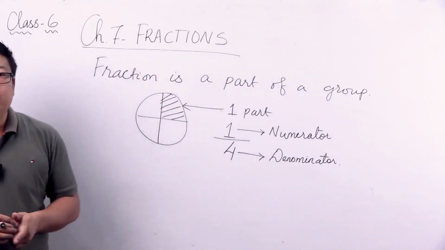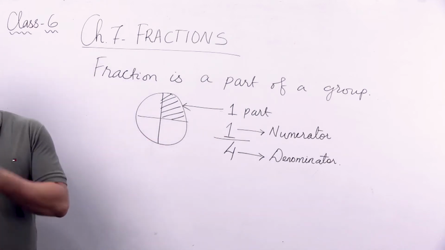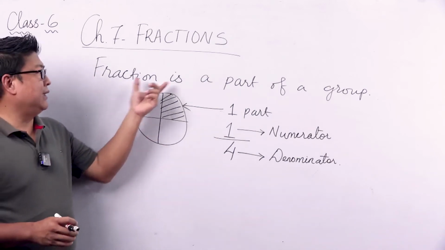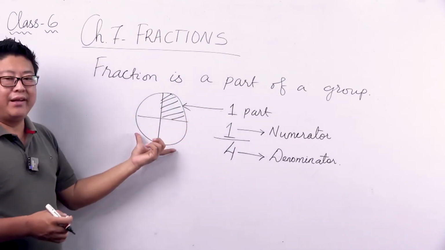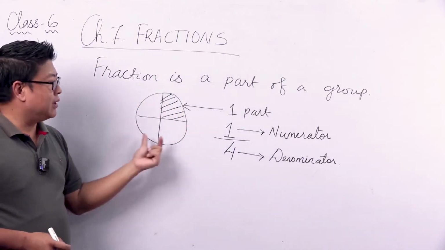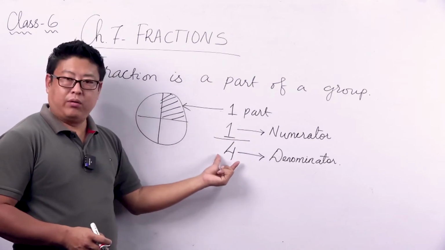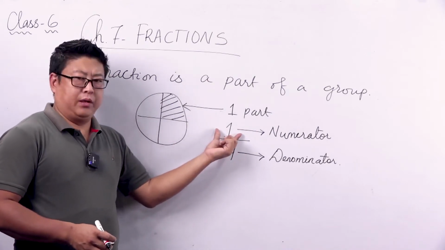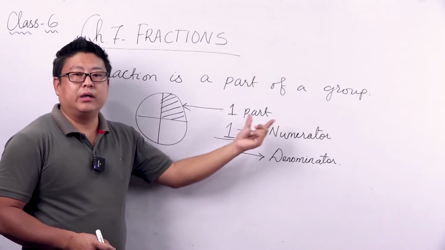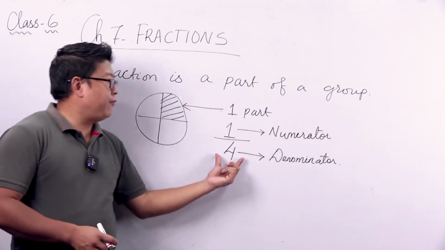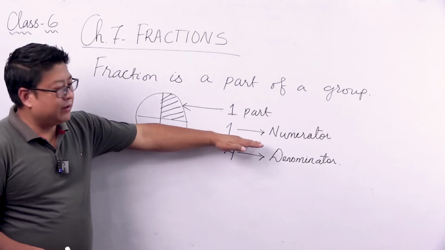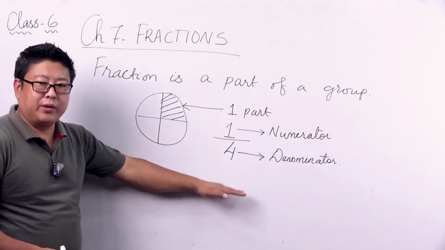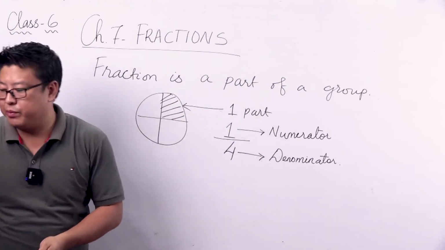Okay, children, this is about fraction. Fraction is a part of a group or a whole object. The whole object here is a circle. From the circle, we took out 1 by 4. Then the place where 1 is, it is called a numerator. The place where 4 is, it is called the denominator. Or simply, you can look at the line. The number below is denominator. The number above is numerator. Okay, children?